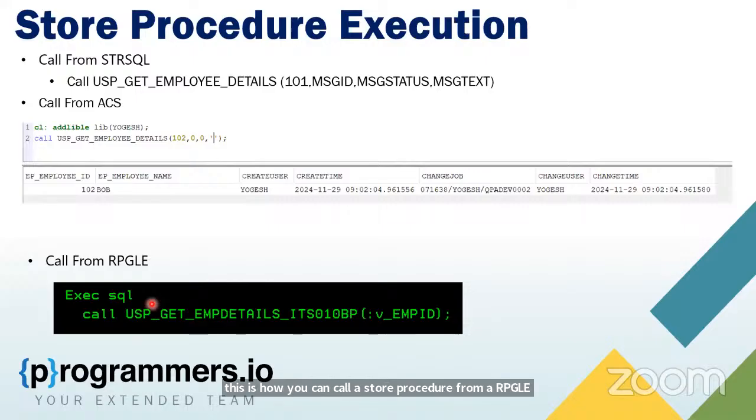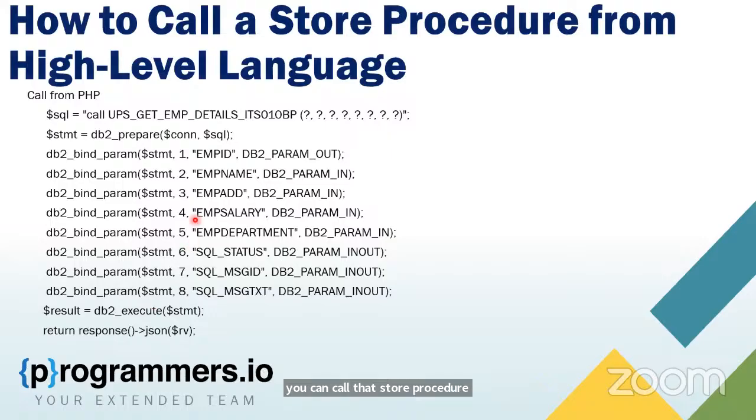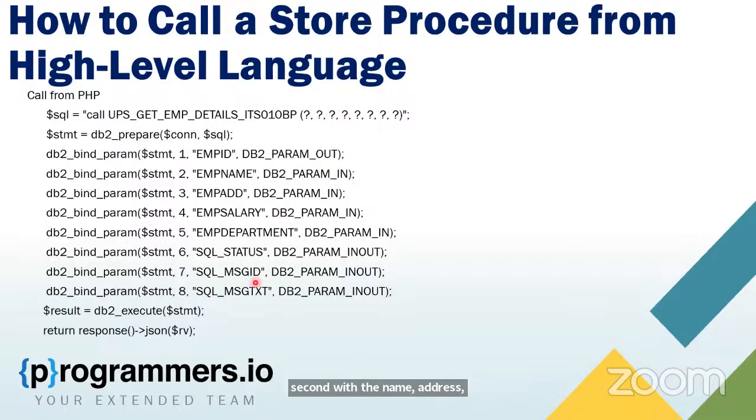You can call that stored procedure from a PHP program. I have attached a PHP code for your reference. Here I am creating a SQL statement, CALL with the stored procedure name, and these are the parameters that I will provide dynamically. I am preparing that statement and setting the connection, and here is my parameter list. The first question mark I will replace with the ID, then the name, address, salary, department, then SQL status, message ID, text. I have replaced all the question marks with those parameters.